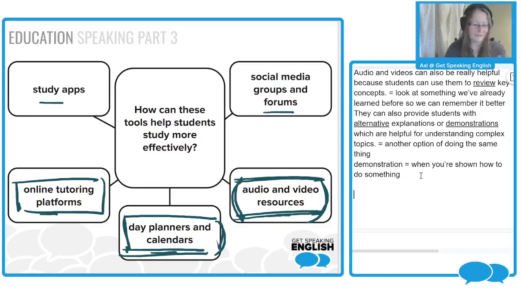All right, perfect. And lastly, let's talk about social media groups and forums. And again, if you have some ideas, throw them out in the chat. So how can social media groups and forums help students study more effectively?